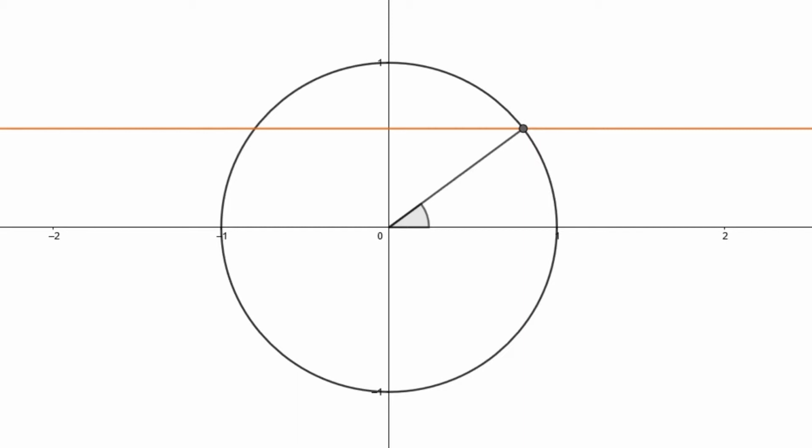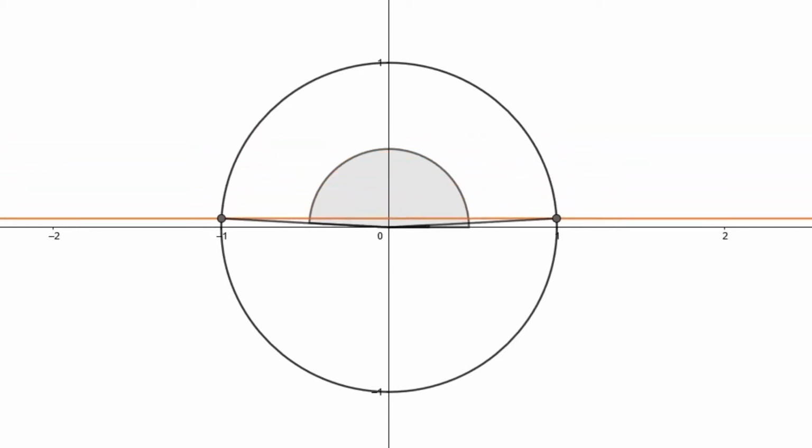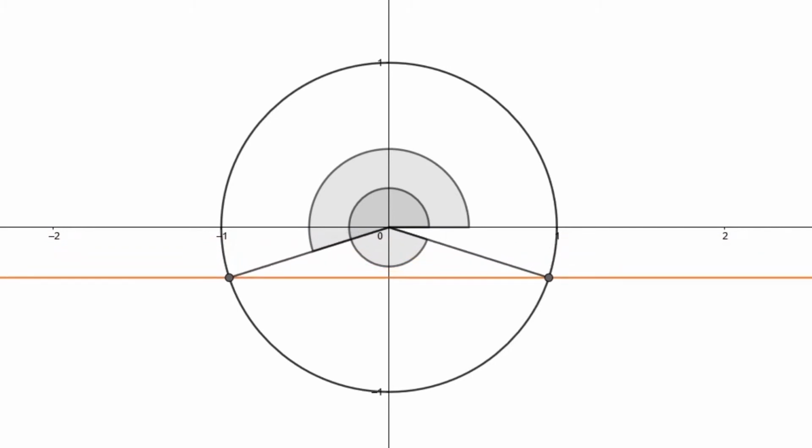However, we have to realize that there is another point on the circle which satisfies these conditions. If we join this point by a straight line to the origin, then that point also defines an angle between the positive x-axis and that line. And as both of these points are the same vertical height above the x-axis, both of those angles have the same sine. If we change the height of that line, we can see that there will always be two angles that have the same sine.